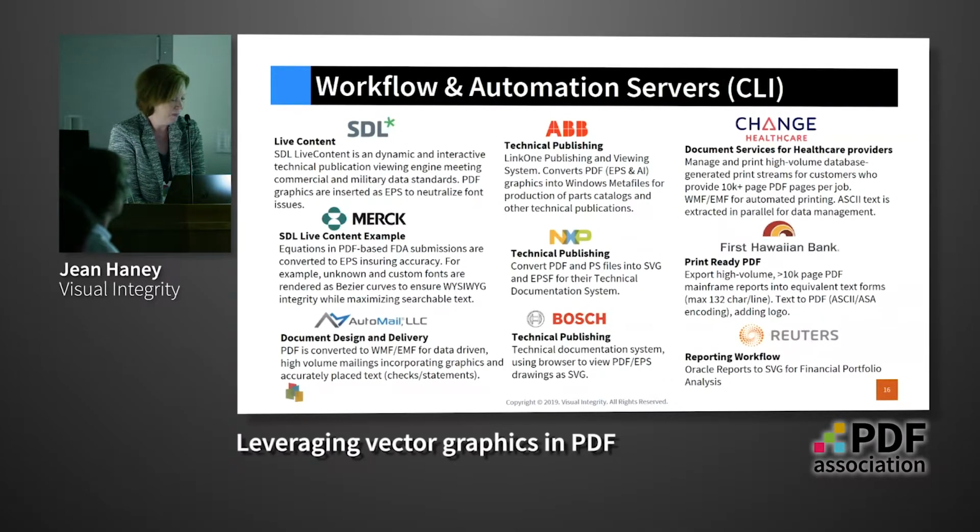First Hawaiian Bank and Bank of the West have similar operations where they process 10K plus page documents, their PDF mainframe reports, to extract and present text within a fixed 132 character per line constraint. And then they merge their logo with it and regenerate all of that as a PDF. So sometimes it's PDF in, PDF out, but you're doing a lot to the PDF to add value to it in that process by using the value of the object data.